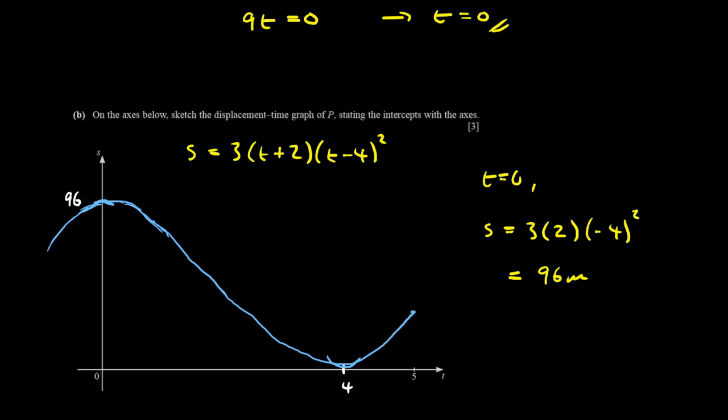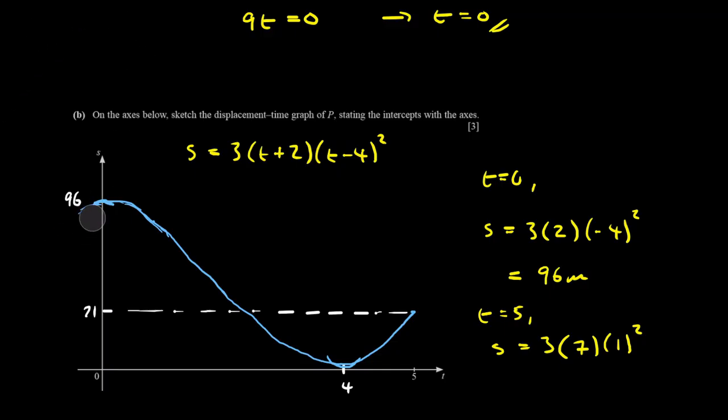Okay, and it may be wise just to find out what the value is when t is equal to 5 as well. So when t is equal to 5, s is going to equal 3, bracket 5 plus 2, which is 7, times 5 minus 4, which is 1, squared. So that's going to be 21. So the coordinate here is going to be 21. Now obviously we don't have negative time, so if we're being complete, we want to get rid of this part here because that doesn't exist. But that should be what our graph is going to look like.